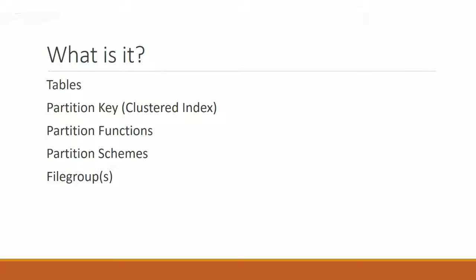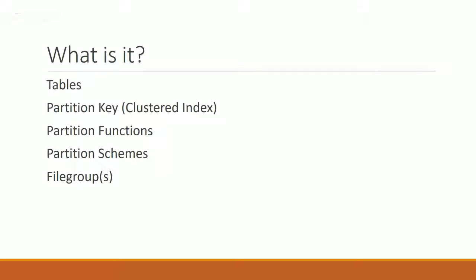So what is it? How does it work? The first thing is you have to have a table, of course. You can't partition a table without a table. The next thing is a key. You have to have a partition key, and that's generally your clustered index. Whatever you're clustering your table on with your clustered index is where you put your partition key.